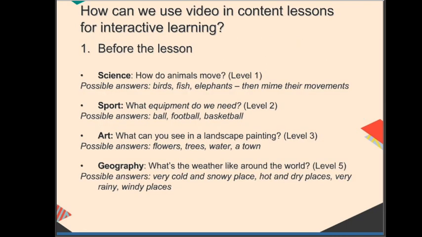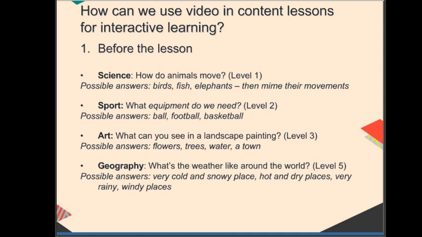First of all, before the lesson, how can we use video and content lessons for interactive learning? The examples here are from different subjects. In science, for example, the video that you saw about how do animals move, you can ask children to predict what animals they may see. They could say words like birds, fish, and elephants, because these are words they may have encountered earlier in the year. They can then mime their movements.